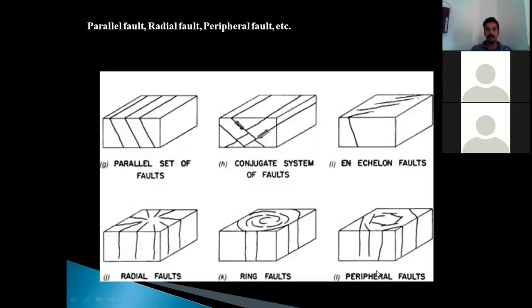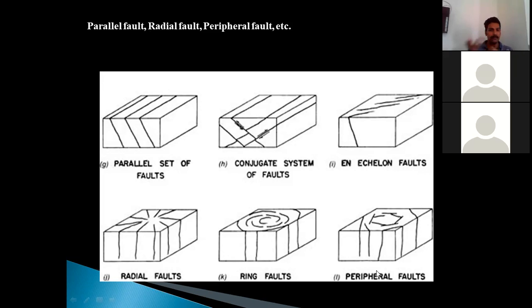Then we'll see about the parallel faults, radial faults, peripheral faults, etc. So in geometric classification, apart from these dip, strike, and oblique faults, we have parallel fault, where you can see in the first diagram that the faults are parallel to each other, and hence they are called parallel faults. Then we also have the radial faults. You can see that they are radiating from a common center. In that case, they are called radial faults.